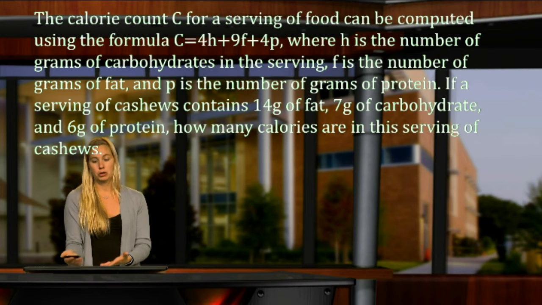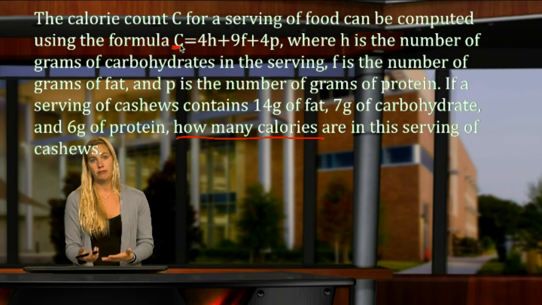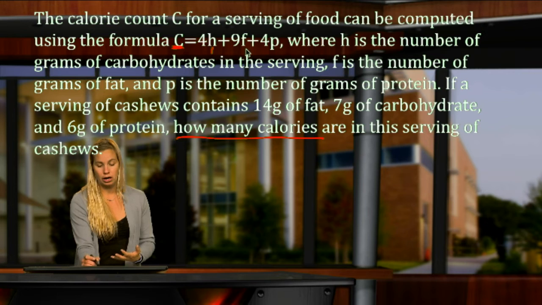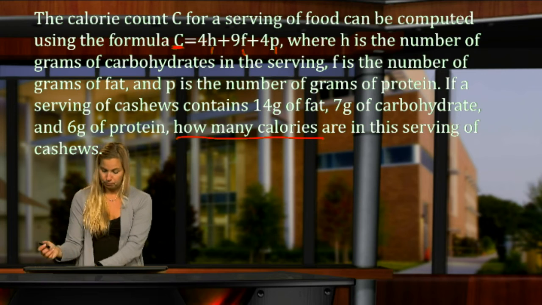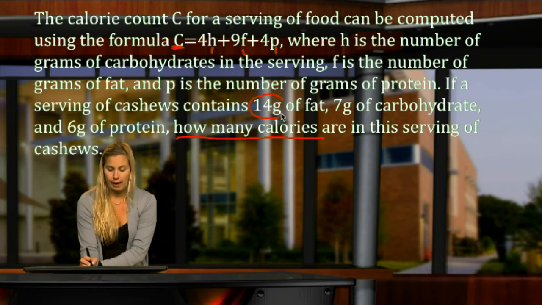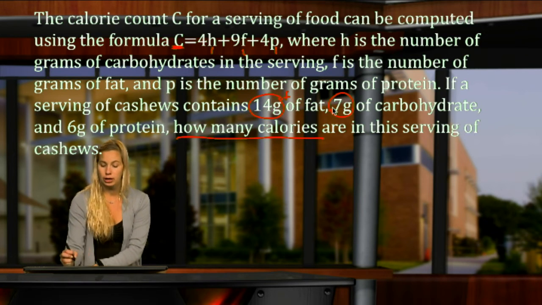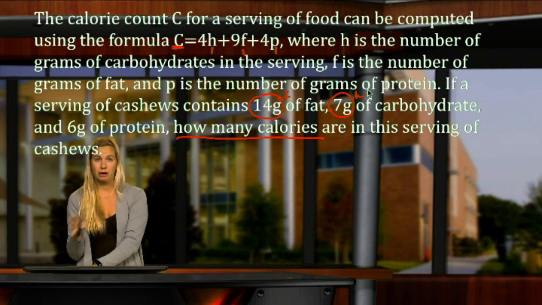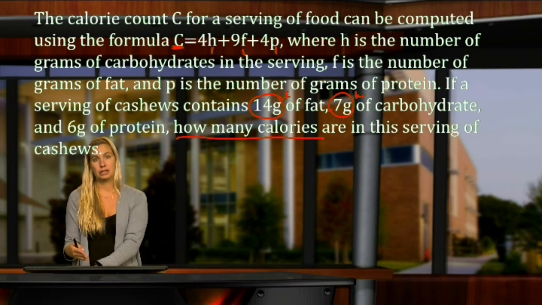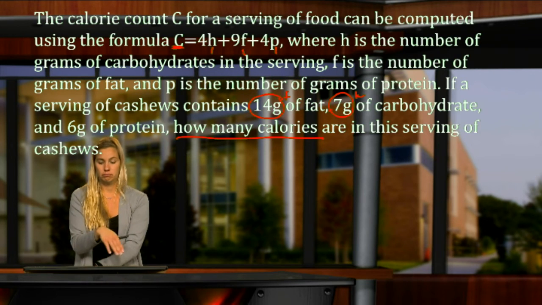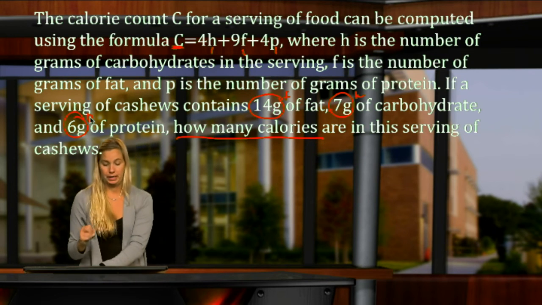So we know the formula that we're going to be using. We're looking for the number of calories, so we're solving for C. If we're solving for C, that means we must have the value for H, F, and P in the problem. So let's go find those values. We have 14 grams of fat. That's going to go in for F. 7 grams of carbohydrates. That's going to be our H. Be really careful because carbohydrates and calories both start with C. You want to be careful that you know what variable represents the different components. And then we have 6 grams of protein, so that'll go in for P.